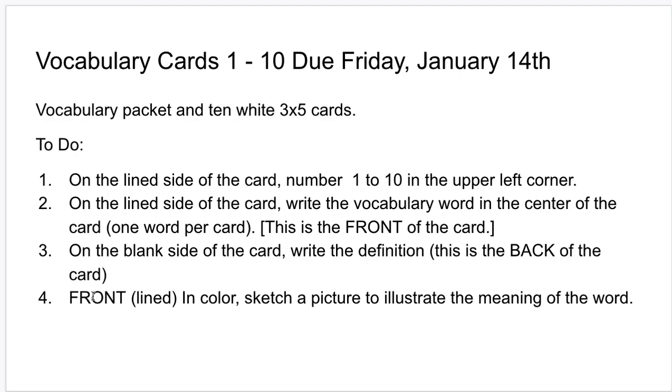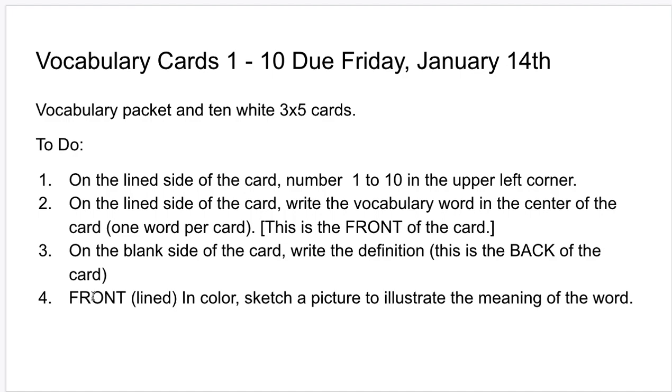Now the picture cannot have any words, okay? It can only have images and symbols only. So Ms. Hightower will check the vocabulary cards Friday, January 14th, while students are meeting with their counselor.